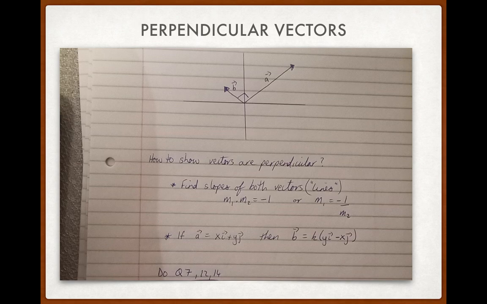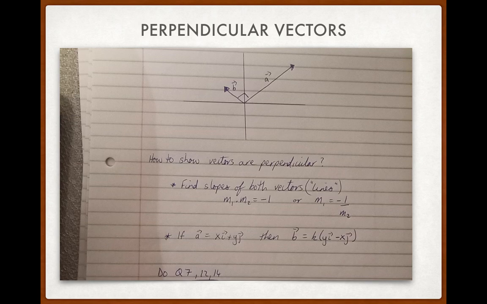Now, vectors that are perpendicular. So I've got two vectors there, A and B, that are perpendicular. I've even got the right angle between them. Alright, how do you show they're perpendicular? One of the ways to do it is to find the slope of both lines. So you can say that these vectors have lines that lie in the same direction as them, and if those lines are perpendicular, we know the slope of the first times the slope of the second equals minus 1. Or the slope of one of them is minus 1 over the slope of the other.